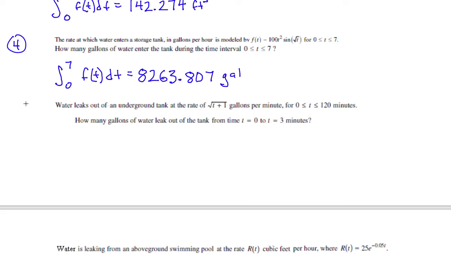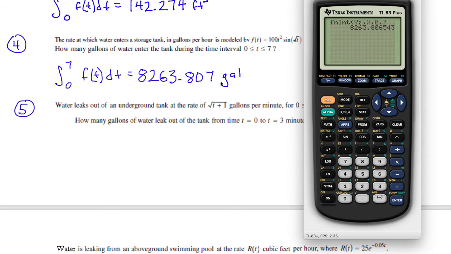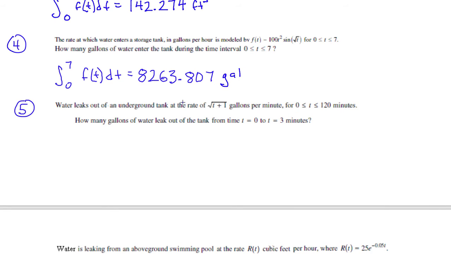Gallons, all right. Number 5. Maybe that should be added to the speed sheet too. Whenever you're looking for total change, then you just cross off your time, because it's always going to be non-time units. Number 5, underground tank is leaking, so it's the negative rate for 0 to 120.